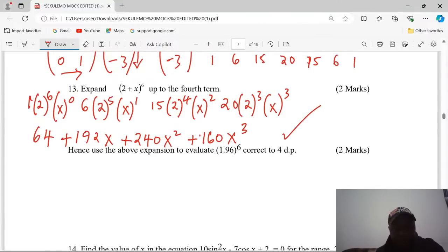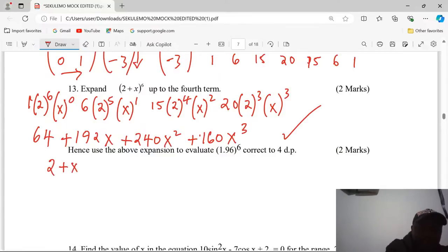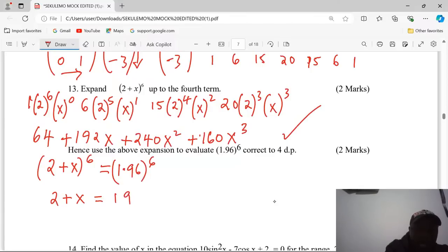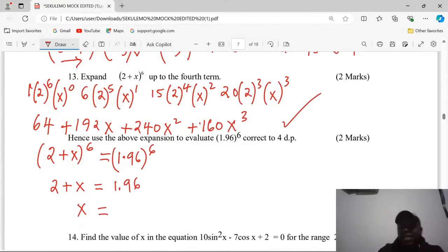Now with the expansion, we can apply it. Hence, use the above expansion to evaluate 1.96 power 6 correct to 4 decimal places. So we are going to equate 2 plus x raised to 6 to 1.96 raised to power 6. If the powers are equal, then it means the bases are also equal: 2 plus x equals 1.96. Then you can remain with x by taking 1.96 and subtracting 2.